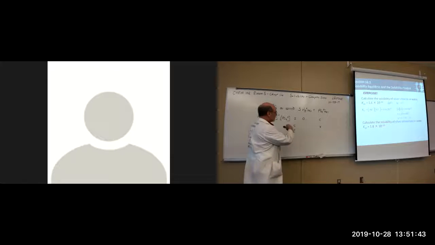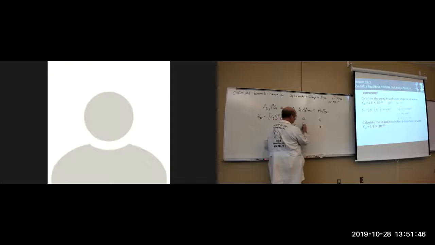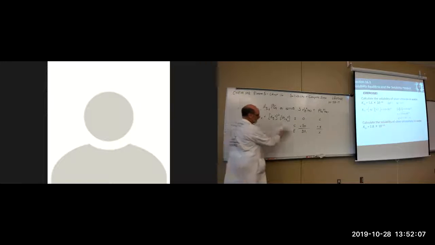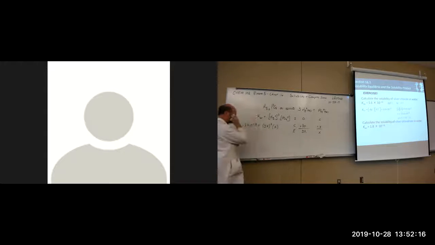So now, how many silvers go into solution? We have 3 X's, don't we? So that just makes 3X here and X here. And we can put those in here. Let's see, 1.8 times 10 to the minus 18 is our solubility product value. And silver is 3X. So we put 3X here to the 3rd power and 1X here to the 1st power. Okay?